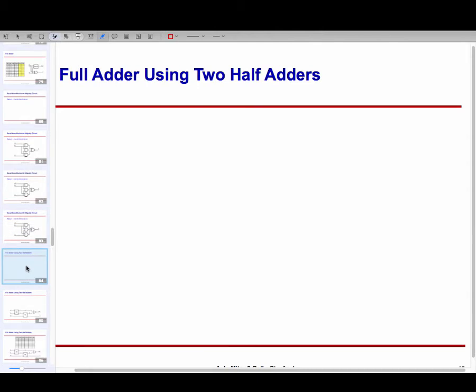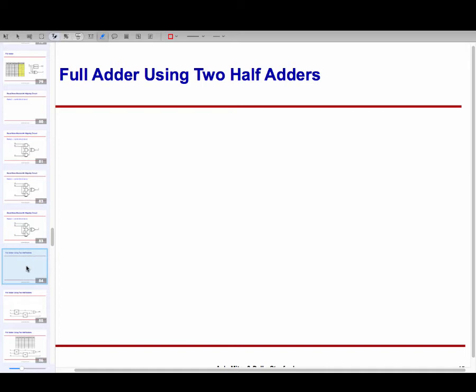I could also implement a full adder using two half adders. So remind me, what does a half adder do? Anyone, you want to answer? No, I use it at the two least significant bits, but what is the operation of a half adder, what does it do? It adds two 1-bit numbers, right? A half adder adds two 1-bit numbers, gives me the sum and the carry out.